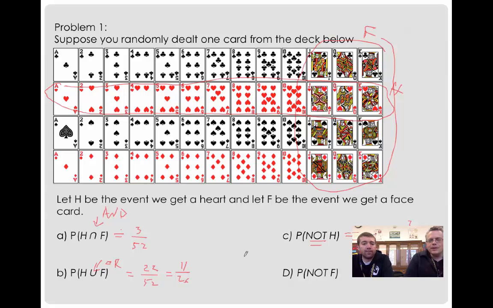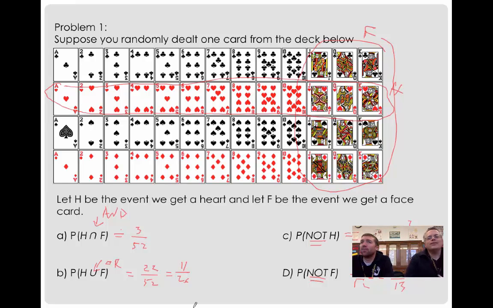All right, cool. This is the probability that we do not get a face card. That's the complement of F. So it's everything that's not in set F. That would be 40, because there's 12 face cards. So 40 out of 52. Or, so it would be 5 out of, no. It'd be 20 out of 26, and then it'd be 10 out of 13. So 10 out of 13. Got it.